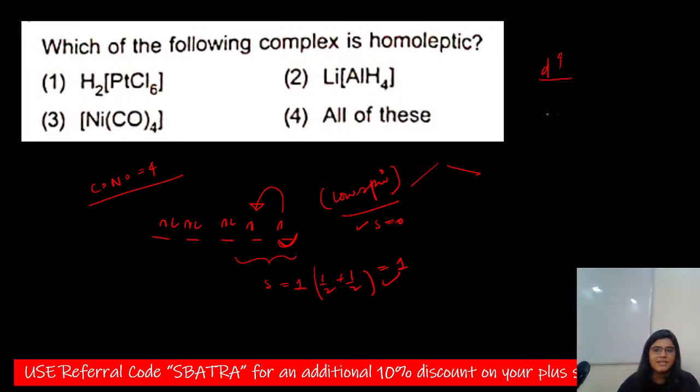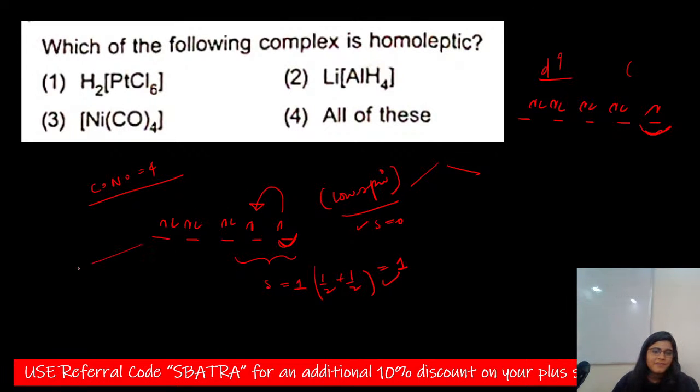So this is how we can have this d9 system: 1 2 3 4 5 6 7 8 9. Now we cannot pair this one electron because there is no vacant space for this pairing. Let's suppose I pair this electron, still I am not getting a vacant d orbital. So there is no need of pairing. So in this particular case we cannot define high spin or low spin because there is no space for pairing. Pairing is not allowed over here.